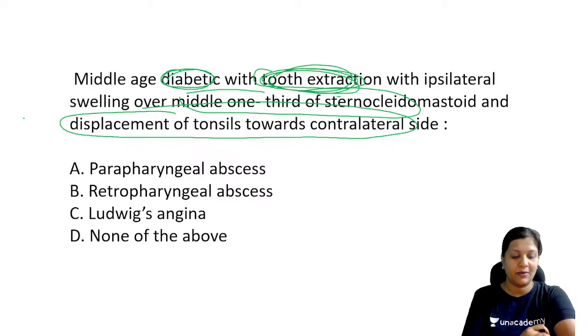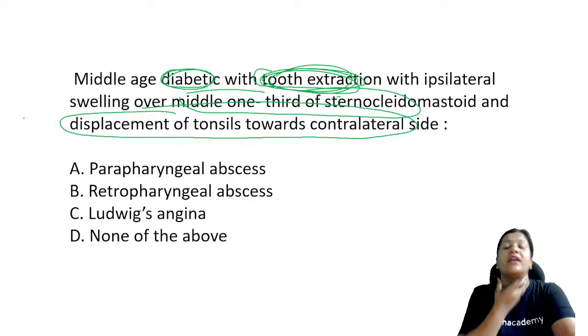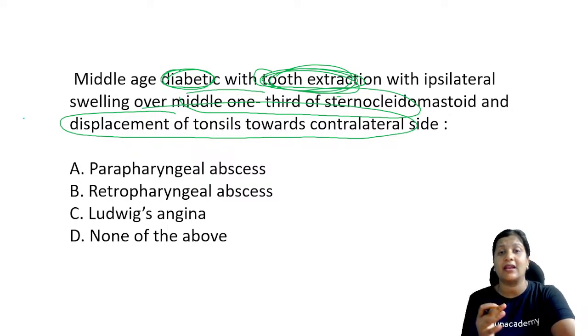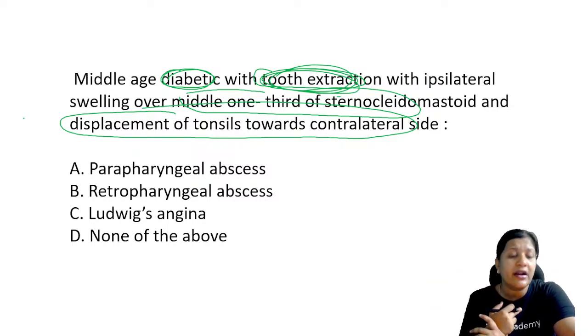Okay, so Virender Pratap says C. So Virender, if it is Ludwig's angina, you will see cellulitis here in the floor of the mouth, and definitely this is secondary to tooth extraction or dental infections, that is right. But why would you see a swelling on the sternocleidomastoid, and why would the tonsil be displaced? In Ludwig's, we see cellulitis of the floor, the tongue is displaced up, but we don't see tonsillar displacement, right?